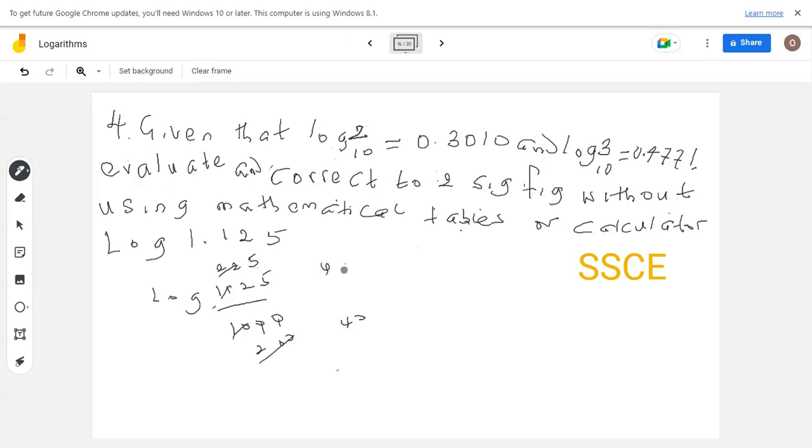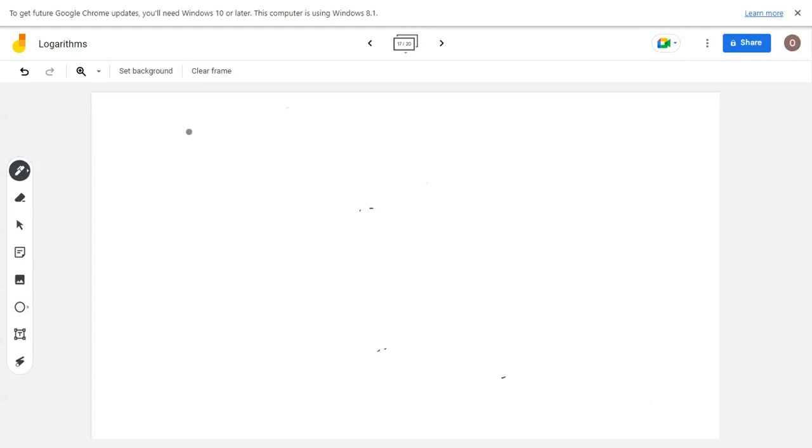5 here is 4, 20 and 25, 5. 5 here is 9. 5 here is 8, which is equal to log 9 over 8. We have log 9 over 8, and applying the logarithm law, it is the same thing as log 9 minus log 8. This means log 3 squared minus log 2 raised to the power 3, because 3 squared is 9 and 2 raised to the power 3 is 8.